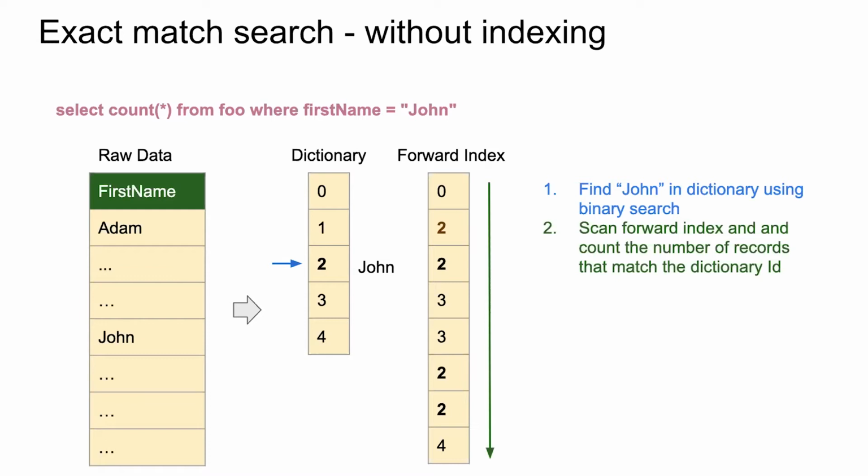We'll first look up the dictionary of the column first name. We'll do a binary search on this dictionary to find the dictionary ID corresponding to John. That happens to be 2. Then, using that dictionary ID, we'll scan the forward index for this column to count all the records that match the dictionary ID. Since there is no index on the first name column, we'll have to scan the entire forward index for each segment of the Pinot table.